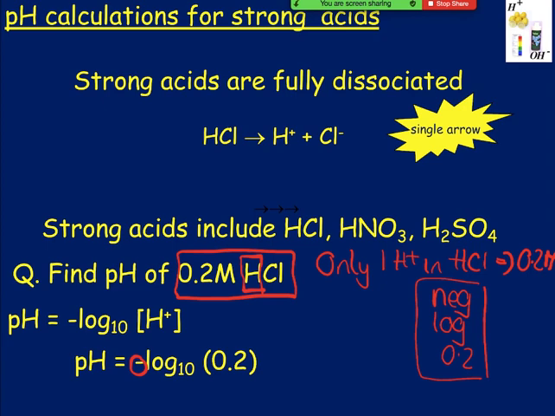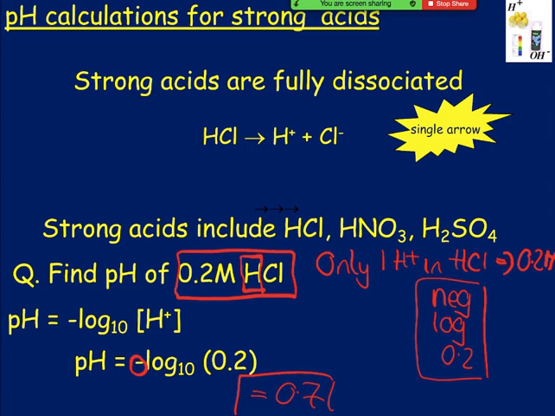So tell me what you got. 0.7. Okay, are we happy with that?